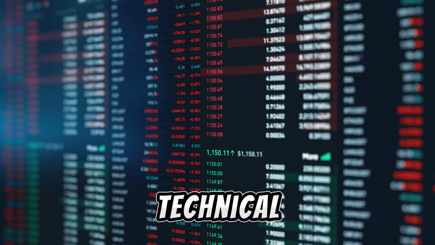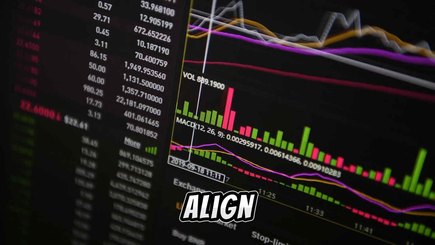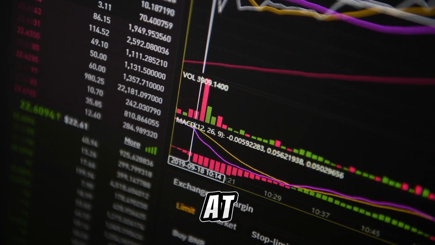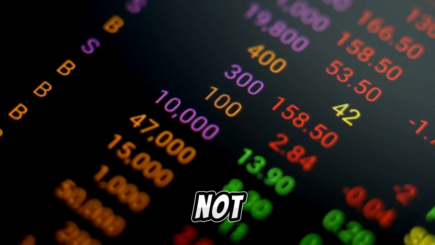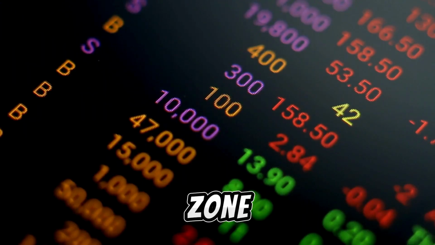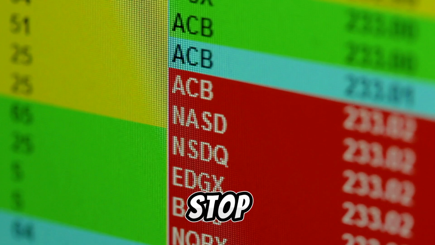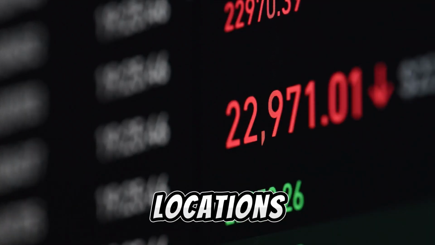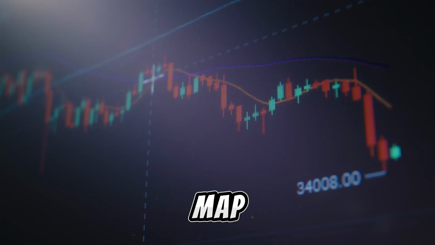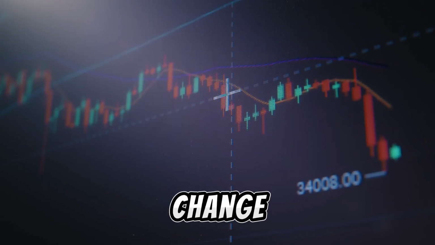When a major technical level and a round number align, say support sitting at $50, treat it as a high probability trap zone, not a guaranteed trap. A zone that demands extra room in your stop placement and extra confirmation before you act. These 4 locations are the liquidity map. Know them, they don't change.